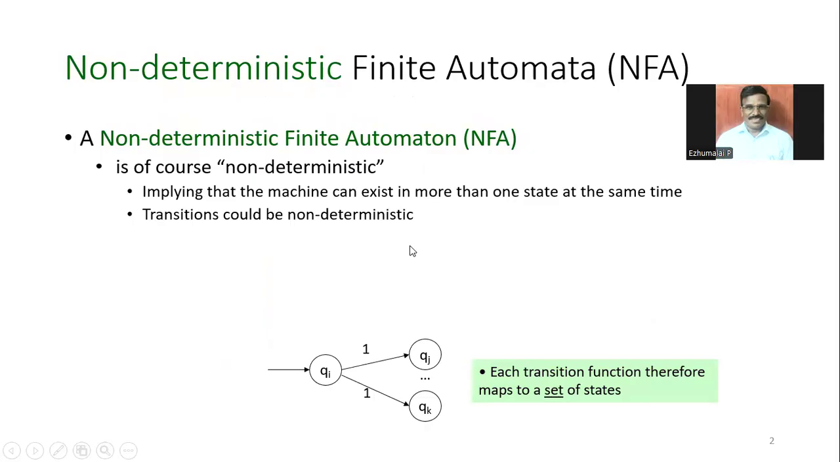Non-deterministic finite automata. A non-deterministic finite automaton is, of course, non-deterministic. It implies that the machine can exist in more than one state at the same time. That means you give one input, and it can be transmitted to more than one state. Transitions could be non-deterministic. For example, giving input 1 in Qi, one goes to Qj, and another goes to Qk. This example we call a non-deterministic finite automaton.